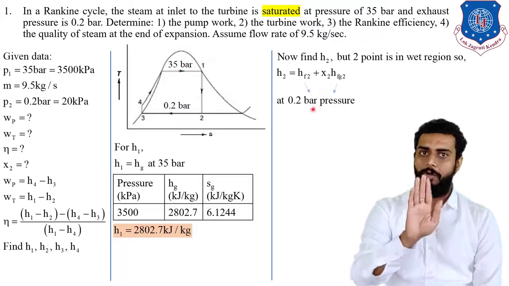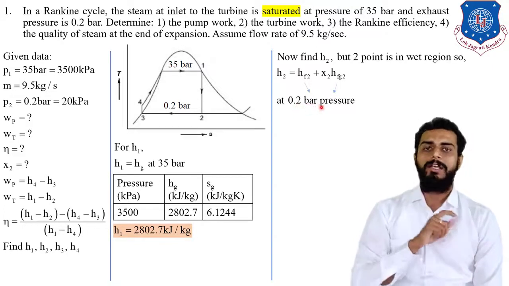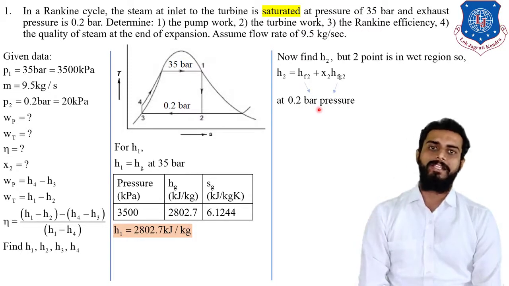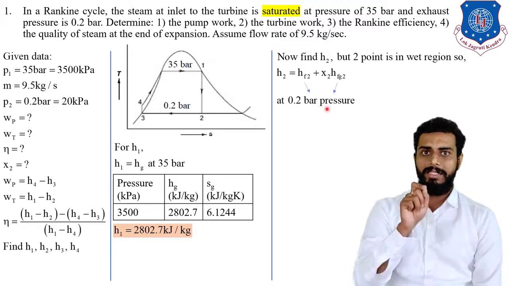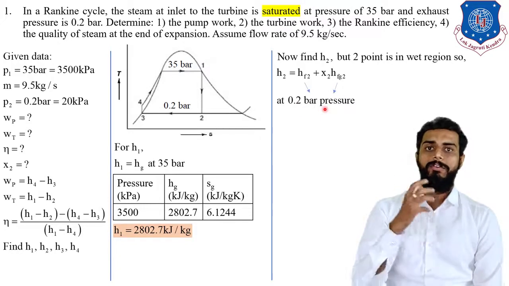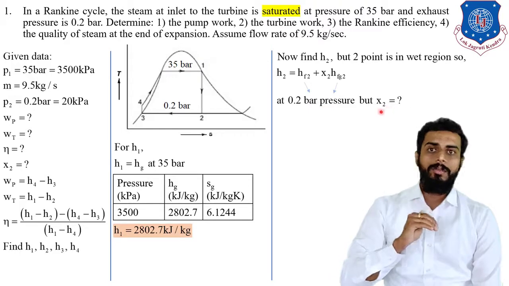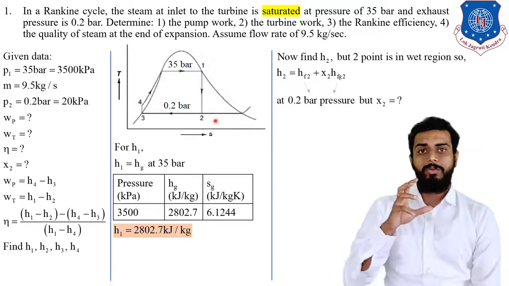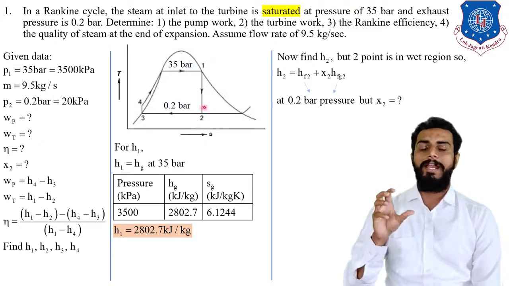But right now don't open the steam table because one problem is there. What is the problem? The problem is X2 we don't have. That is the dryness fraction. So first we will have to find out X2. So for finding out X2, what we will do? We will use the equation for entropy.